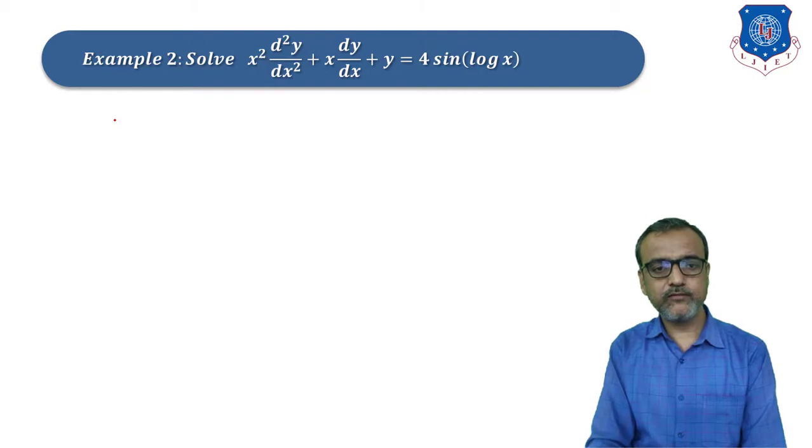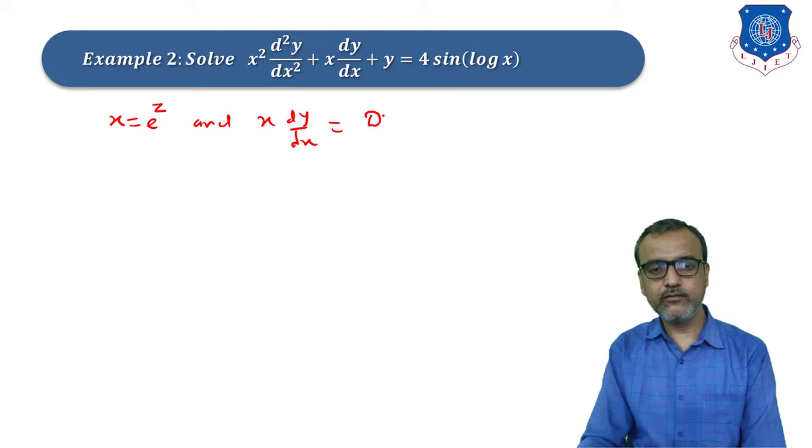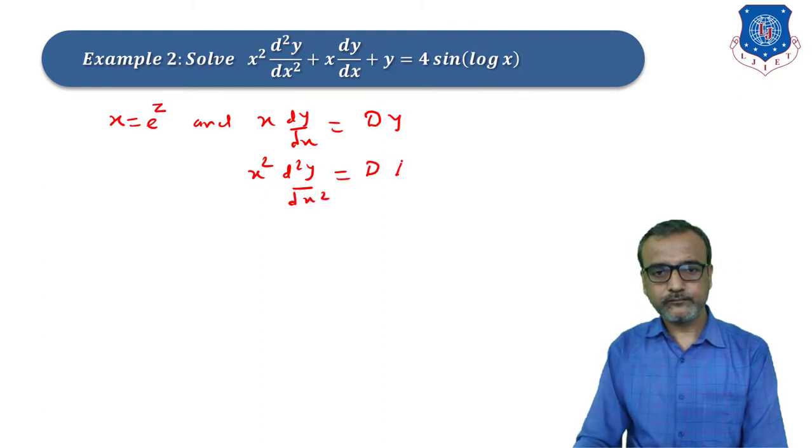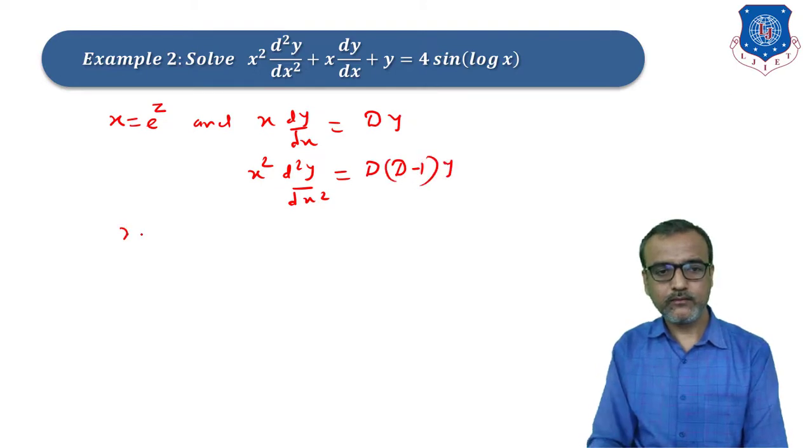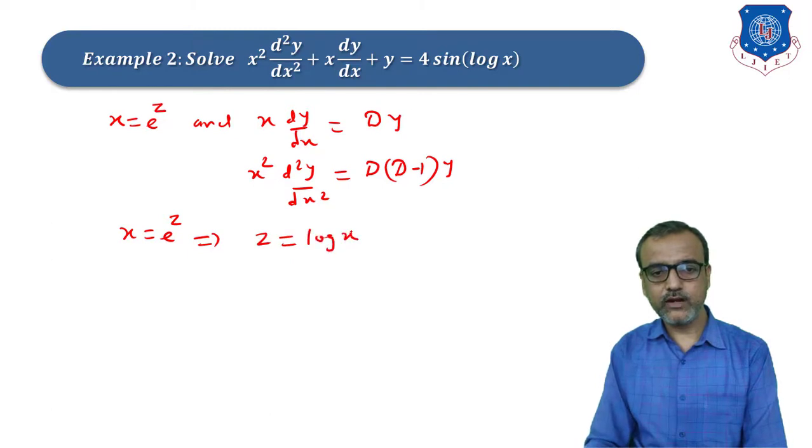To solve this type of differential equation, let x equals e raised to z. Then x dy by dx equals Dy, and x square d square y by dx square equals D minus 1 times y. Since x equals e raised to z, taking logarithm on both sides, we have z equals log of x.